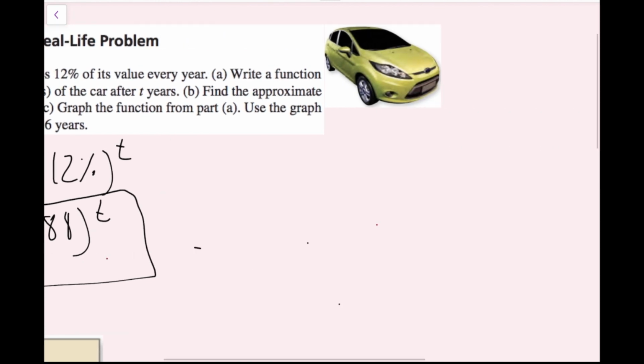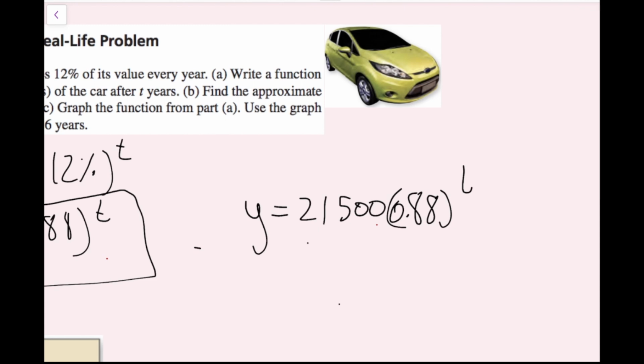So this is going to be y equals 21,500 times 0.88 to the power of t. But I want a monthly percentage here. Remember, t represents the amount of years. Well, I know that there's 12 months in a year.